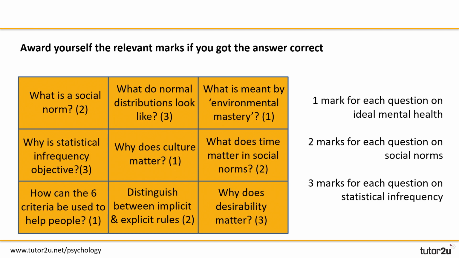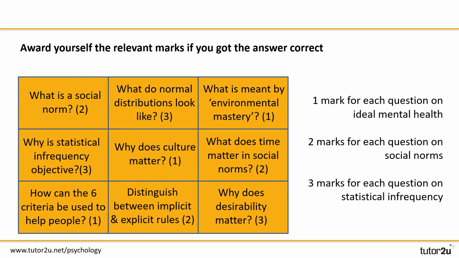So what is a social norm? So we're looking for something along the lines of it's an implicit rule in society that tells us what is and is not acceptable in behaviour. Number 2, what do normal distributions look like? So for 3 marks, we need to be mentioning the bell-shaped curve, the tails at either end, and the symmetry between both sides.